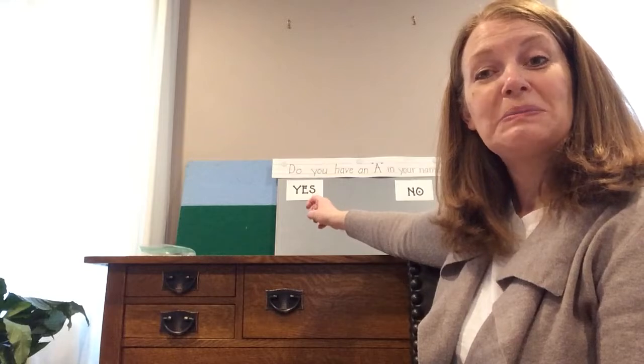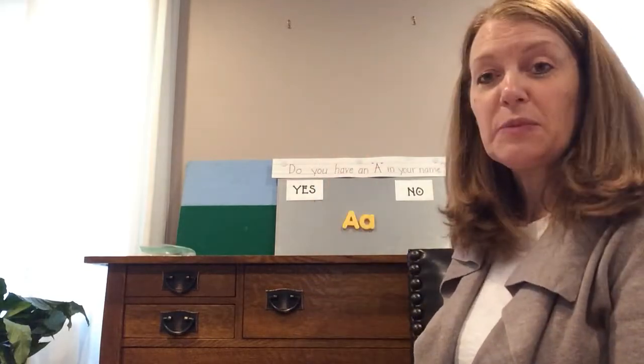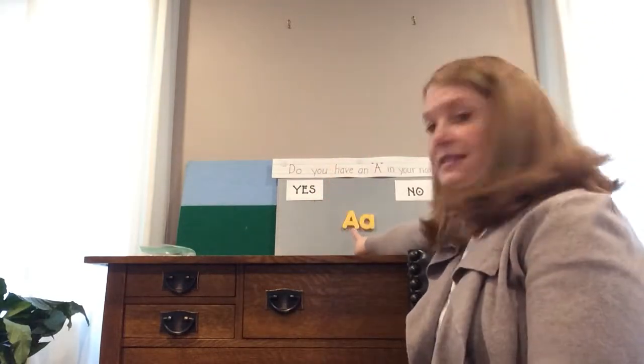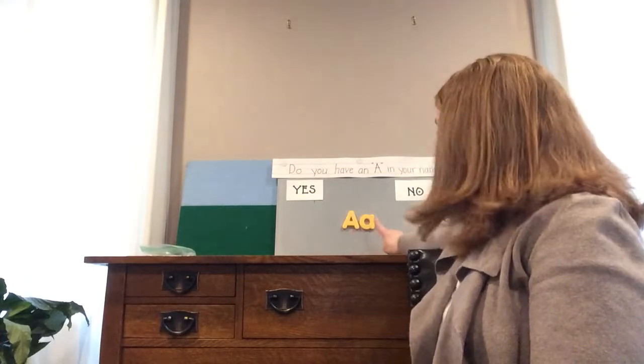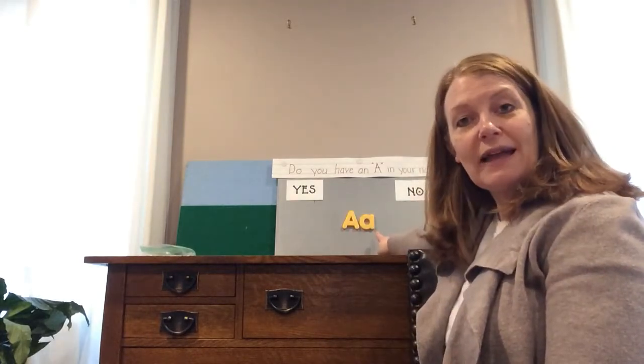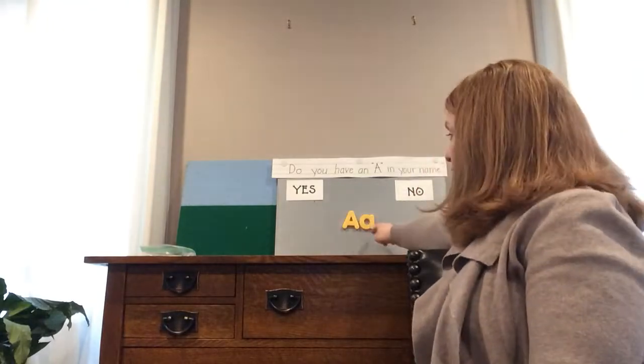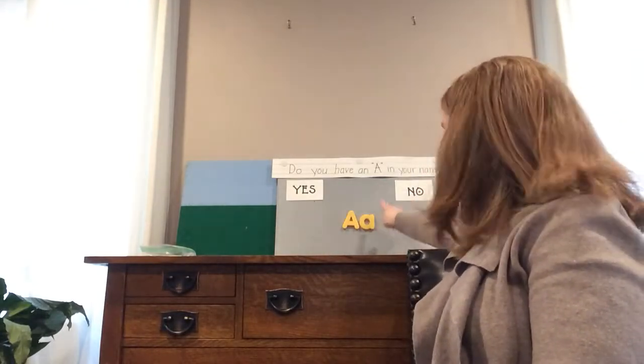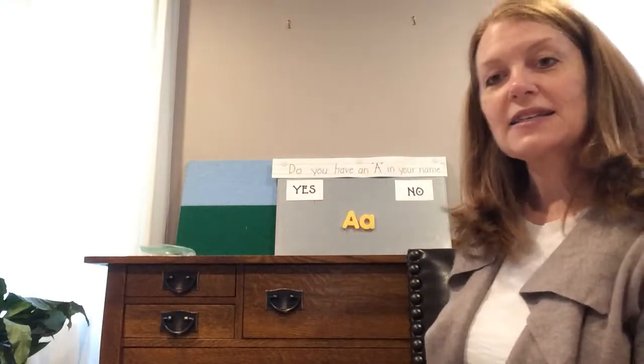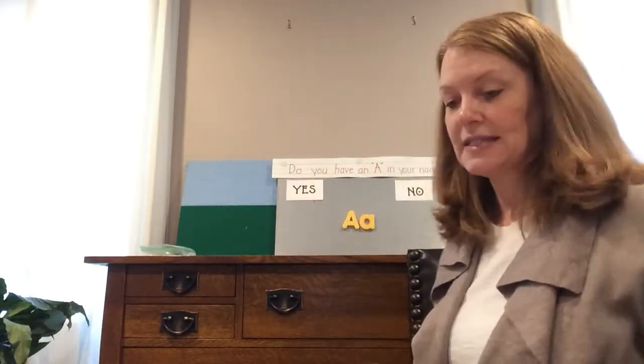How about you? Sometimes you'll see people write an A like this. That's the capital A. And then there's a lowercase or a little a. It looks different, doesn't it? That little a kind of reminds me of a circle, and then it has that little stick on the side. So a capital A and a lowercase a.